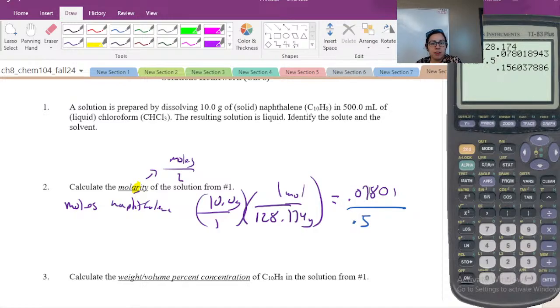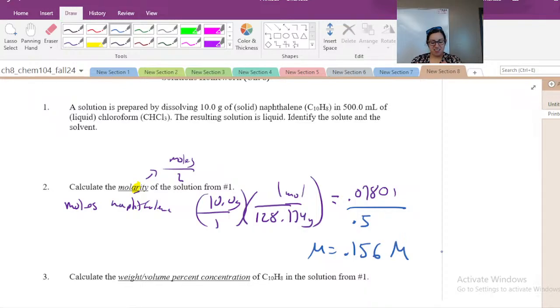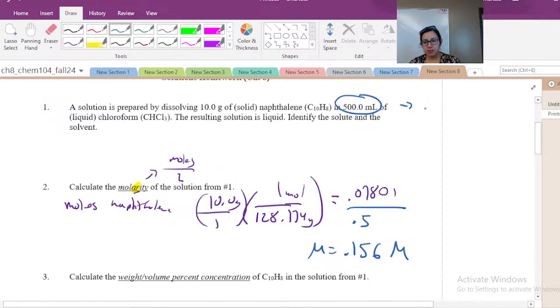And molarity is a capital M, and molality is lowercase, not to be confused with anything else that starts with a little m. Sorry, where did the 0.5 come from? Oh, just the 500 milliliters, so we converted that to 0.5 liters.